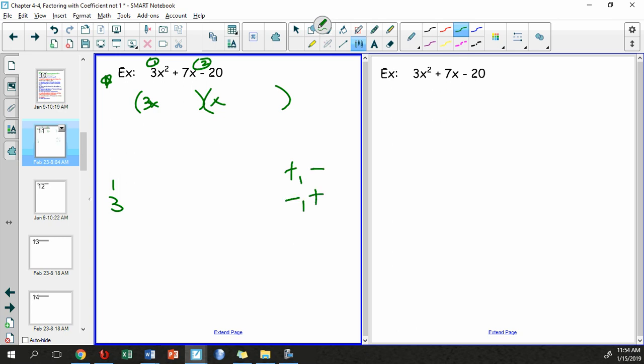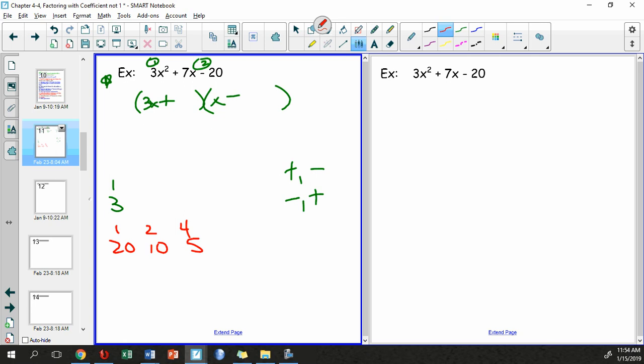This is where things get sticky. I could put my signs in there, but I may have to swap them. So you can put signs in, or you can wait and put signs in at the end. Do you understand me? Okay? I'm going to put plus minus just so that you can see you may have to erase them. Then I'm going to find my factors of 20. My factors of 20 are going to be 1 and 20, 2 and 10, 4 and 5.